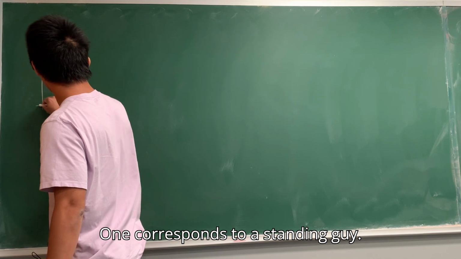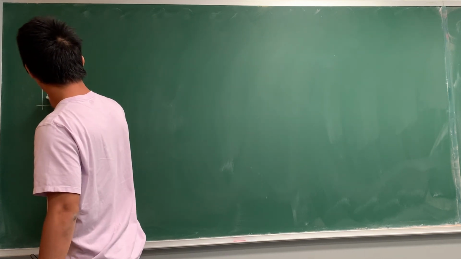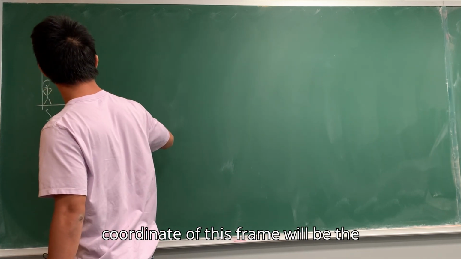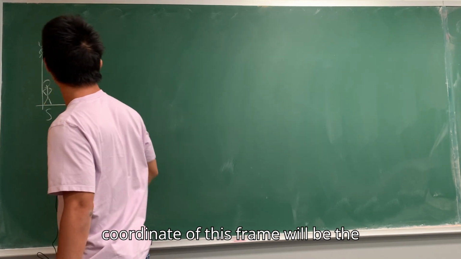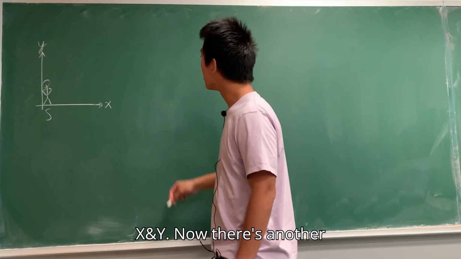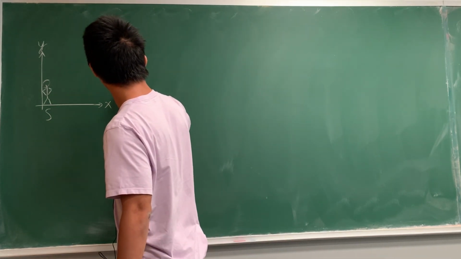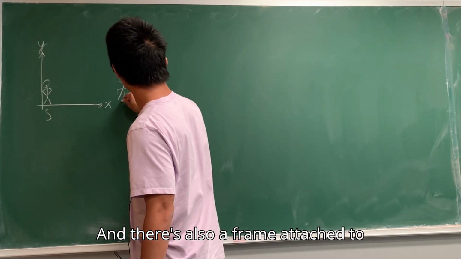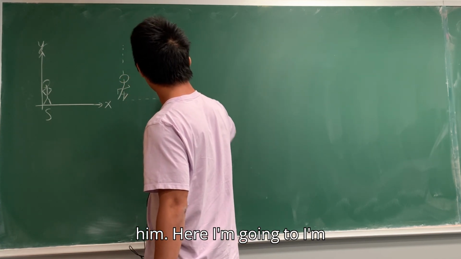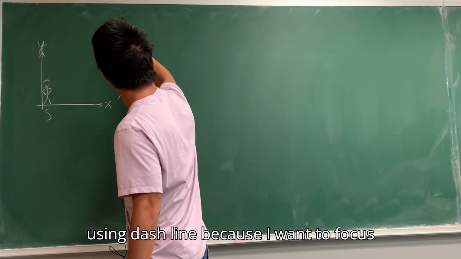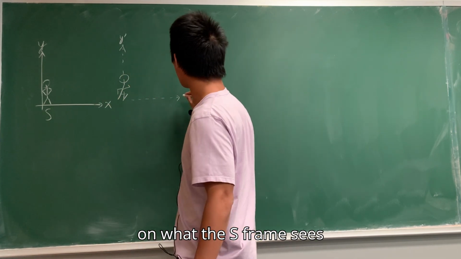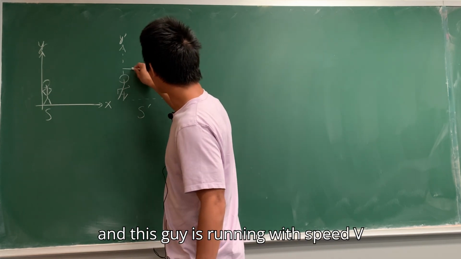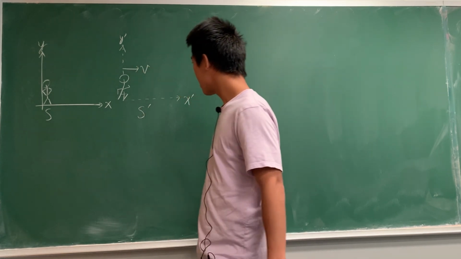One corresponds to a standing guy. Let's call this the S frame. And the coordinate of this frame will be the X and Y. Now, there's another guy running, and there's also a frame attached to him. Here I'm using dashed line because I want to focus on what the S frame sees. And this guy is running with speed v.